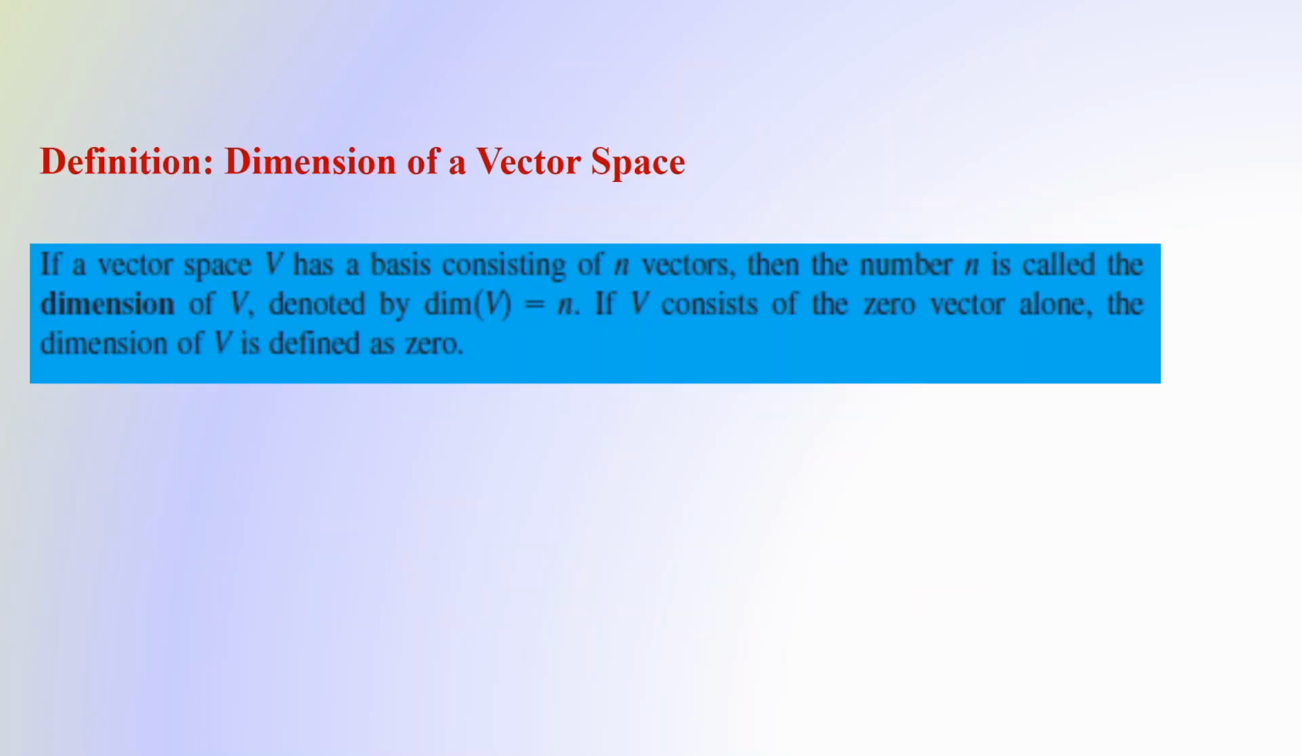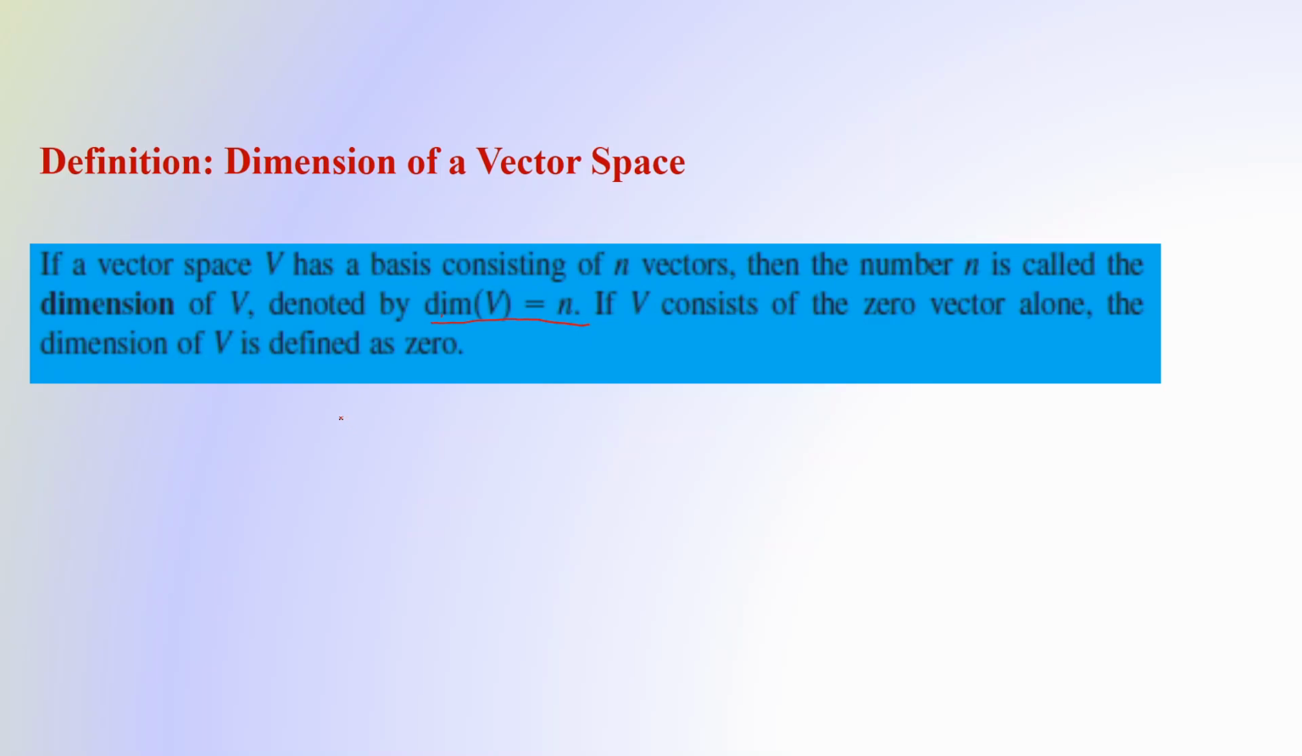First we will go through the definition of the dimension of a vector space. If a vector space V has a basis consisting of n vectors, then the number n is called the dimension of V, and it is denoted by dim V. So dim V is equal to n. If V consists of the zero vector alone, the dimension of V is defined as 0.